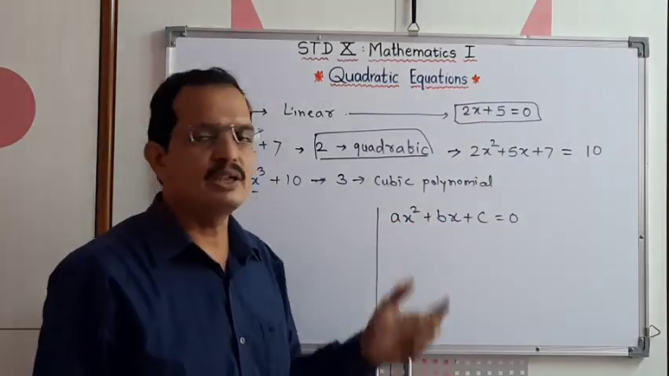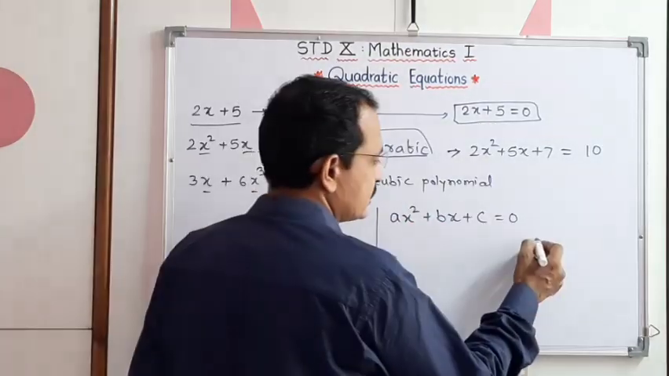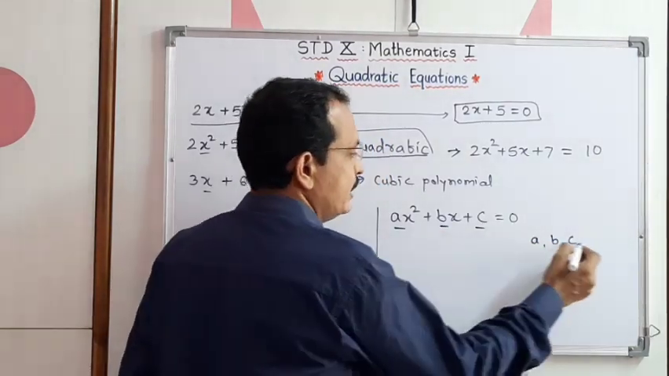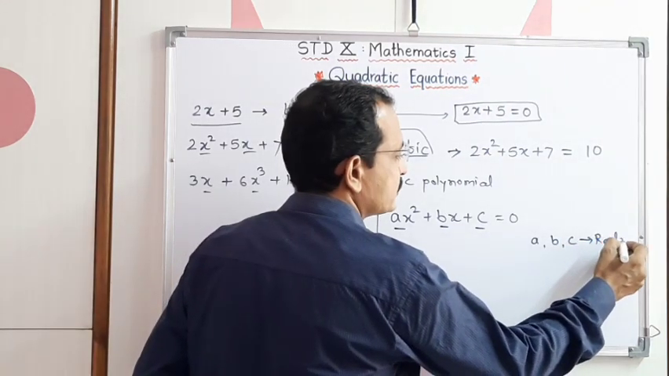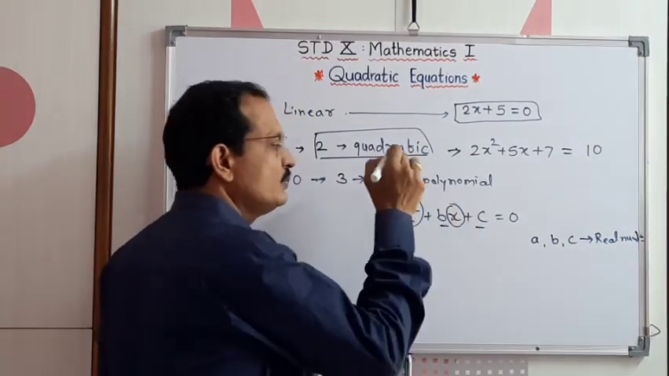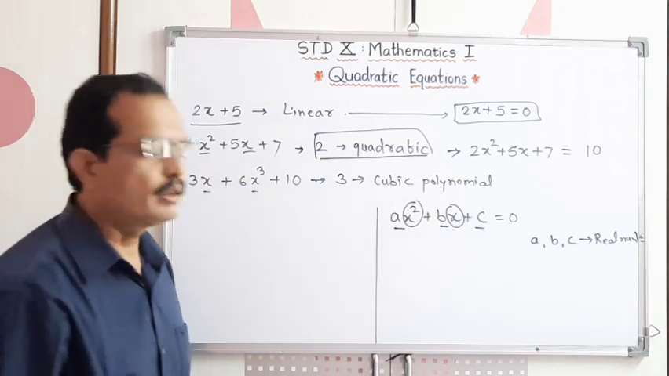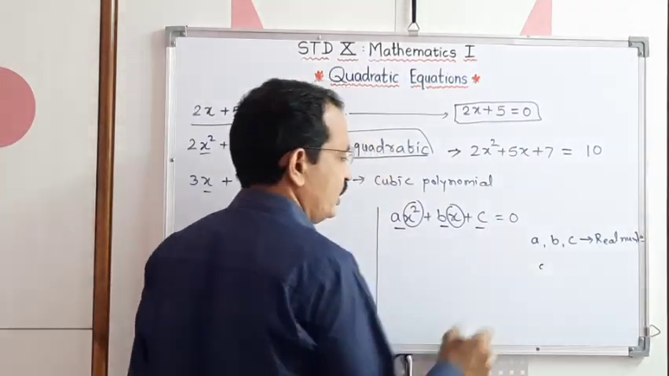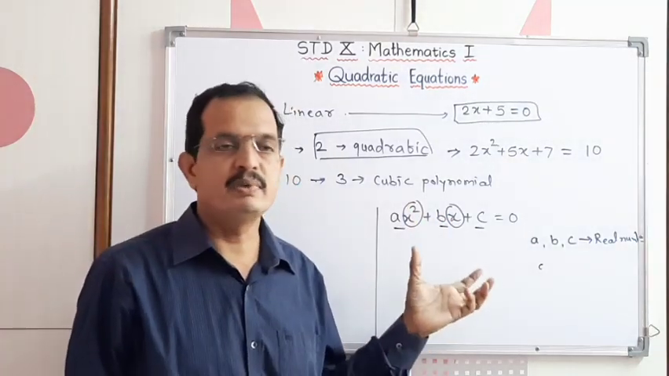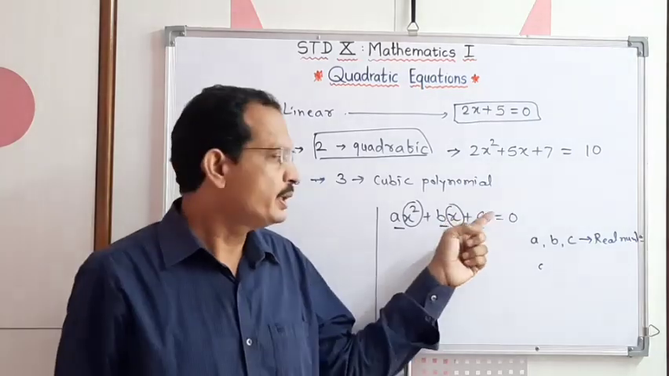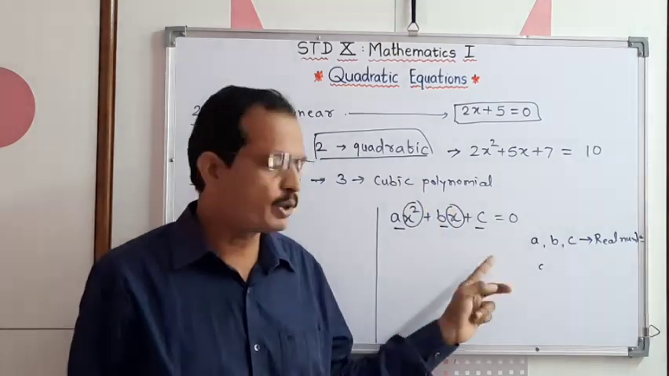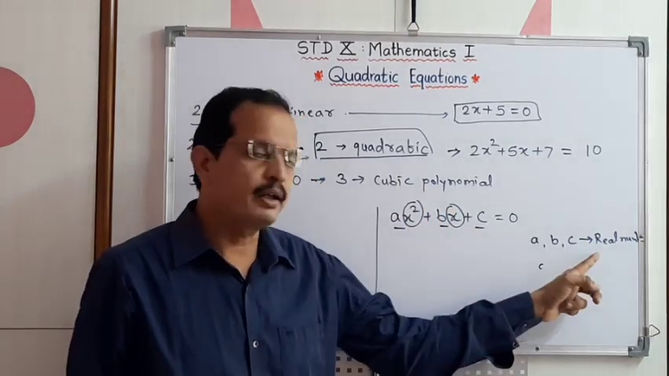But there are some conditions. First of all, a, b and c are real numbers. One variable is used. This is the second condition. And the third condition is that the degree of this variable or of this expression is 2. Degree means the maximum index of the variable. Here the maximum index of the variable is 2. Therefore, it follows two properties. First, a, b, c are real numbers.